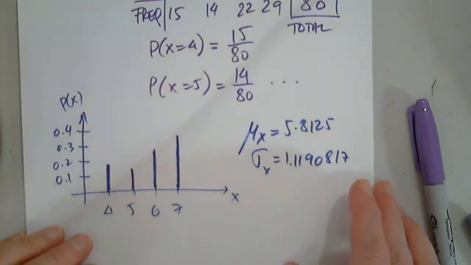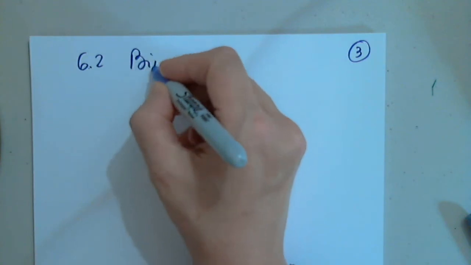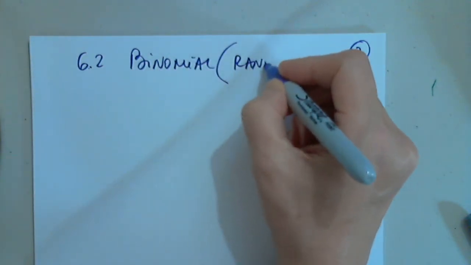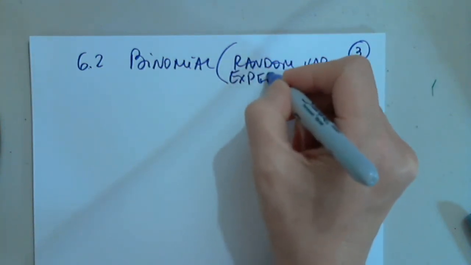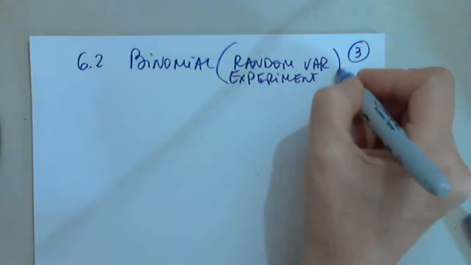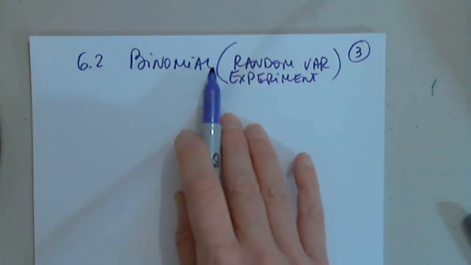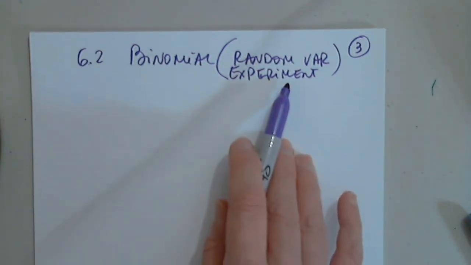Okay, so now let's finally talk about the last section, which is 6.2. So here we have an example of a discrete distribution. It's binomial. Binomial random variable, or experiment. We use them interchangeably. If we talk about the random variable, that is binomial. We can also talk about an experiment that is binomial. Same thing, pretty much.